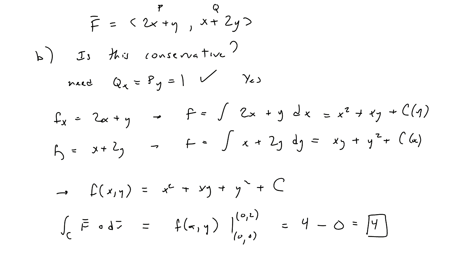So you can see in some ways this is quite a bit easier because we don't care about the path, so we don't have to parameterize anything. The only thing we have to do is take antiderivatives. And it's pretty quick, as you can see, to check to see if it is conservative. So not a bad idea to just do it. So any questions on this version?